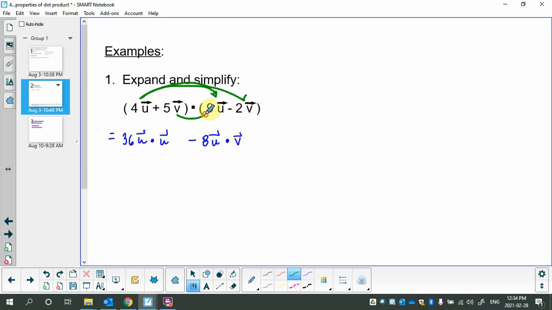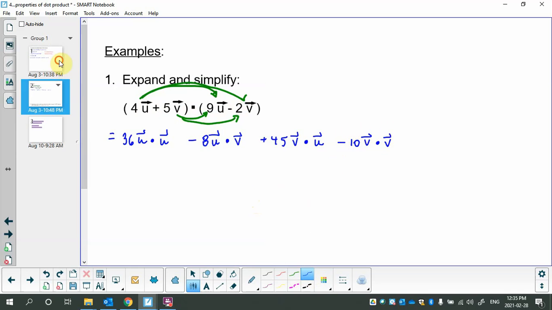Then this dot product, so that's positive 45, vector v dotted with vector u from the second bracket. And then last of all, and I know this looks like FOIL, but FOIL is multiplying, and we are not multiplying, we are dotting here. So -10 with the numbers, vector v dotted with the vector v from the second bracket.